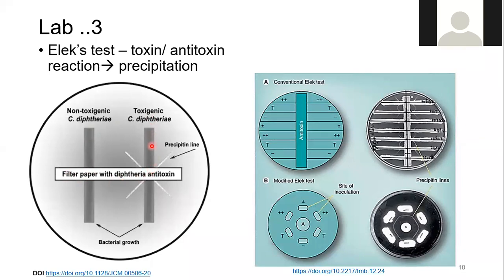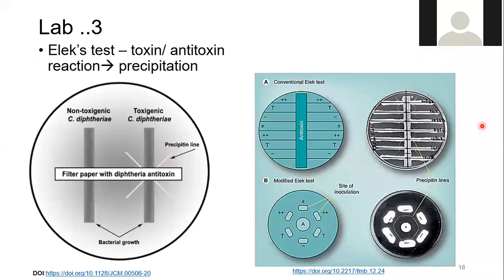But with the toxigenic strain of C. diphtheria, there's production of toxin which diffuses. This you're doing on a culture with media on it. So this toxin diffuses into the culture media. At the same time, you have the antitoxin that's on the filter paper diffusing into the culture media. Now, where the two meet is where you have formation of a precipitin line.